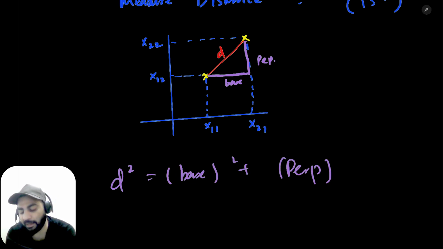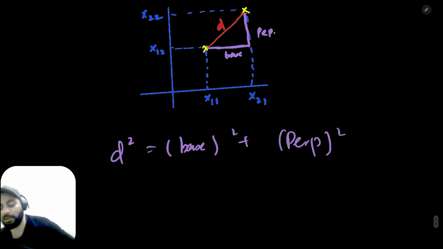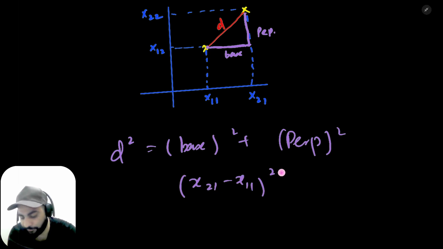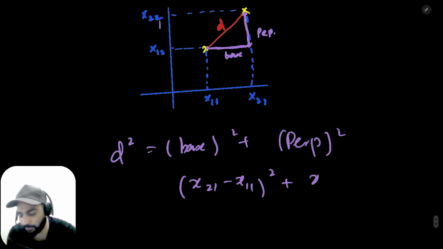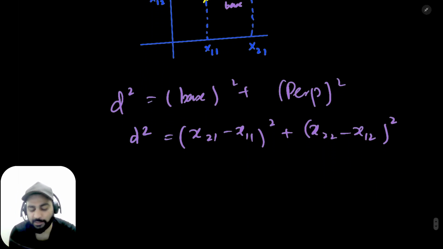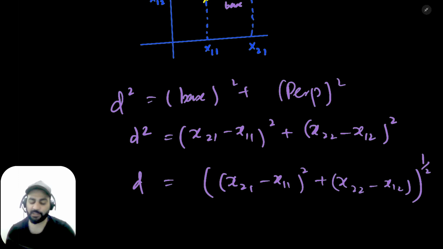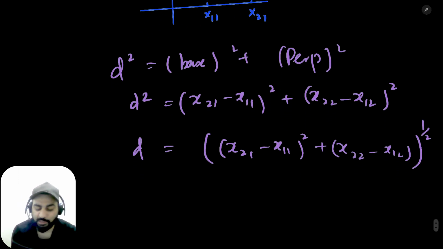Why am I doing it? Again, I want you to derive all these things. When you are doing something, you should derive it. So what is the base? The base starts here and ends here, so end minus start: (x21 minus x11) whole square, plus, what is the perpendicular? It ends here, starts here: (x22 minus x12) whole square. This is d square. So distance d is equal to the square root of (x21 minus x11) squared plus (x22 minus x12) squared. Under root means raised to 1 by 2. This is called Euclidean distance.